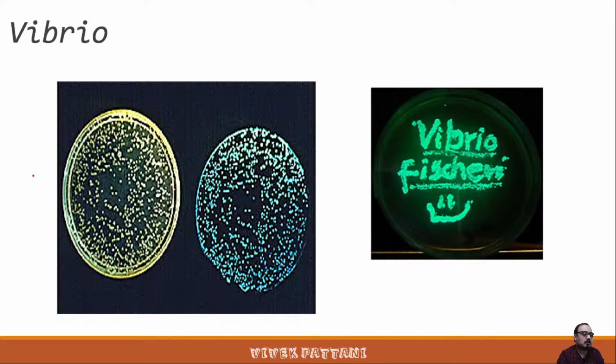As I told you, Vibrio cholerae is present in contaminated waters, and it is responsible for the cholera disease in human beings. Similarly, there are other species of Vibrio which can also emit bioluminescence. One such example is Vibrio fischeri.